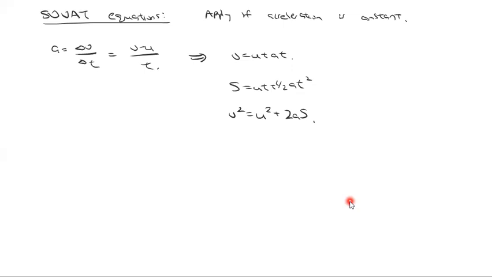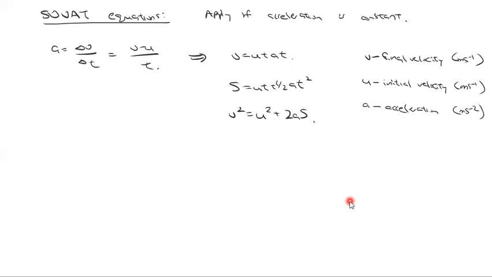Now, in all of these equations, v is final velocity in meters per second. u is initial velocity in meters per second. a is acceleration in meters per second squared. t is time in seconds, and s is displacement in meters. Pay attention to the units. You do have to actually pay attention to the units.